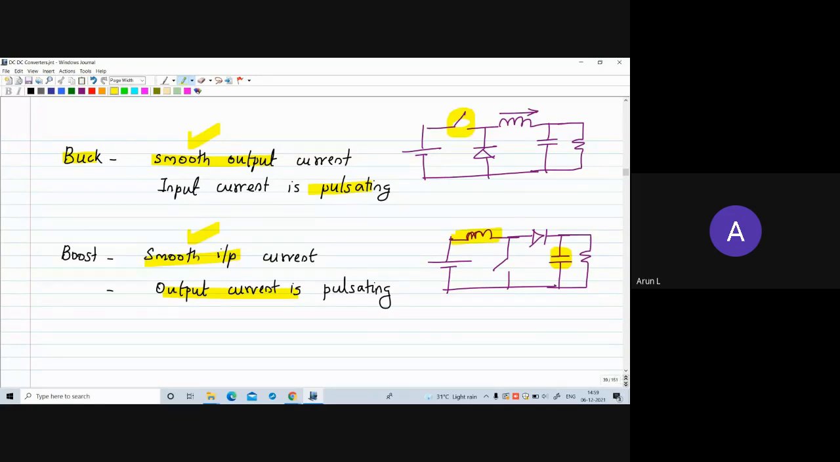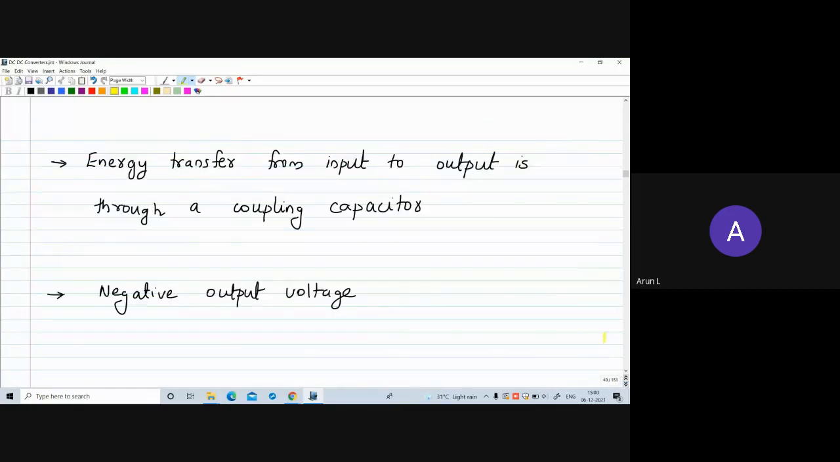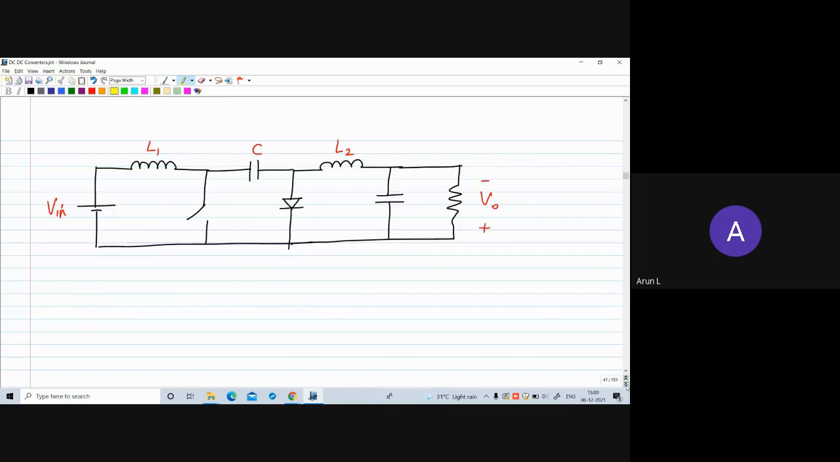So in order to combine these two, we can cascade a boost and a buck converter. And if you cascade a boost and buck converter, it will result in a Cuk converter. This Cuk converter was proposed by Professor Cuk of Caltech. That's why this particular name. So let us see the diagram. So this is the circuit diagram of a Cuk converter. So here you have two inductors and two capacitors.